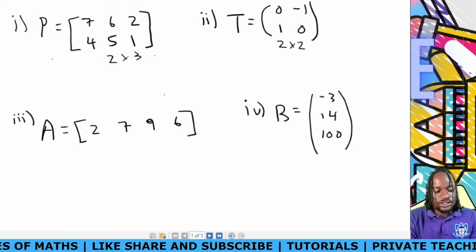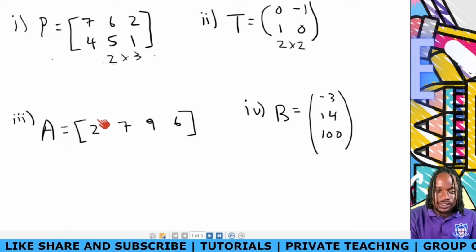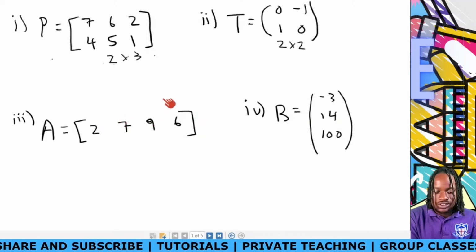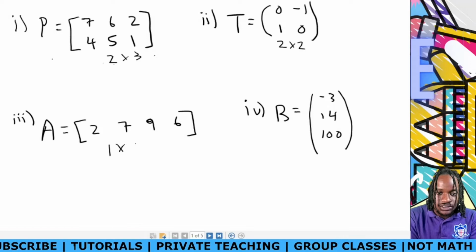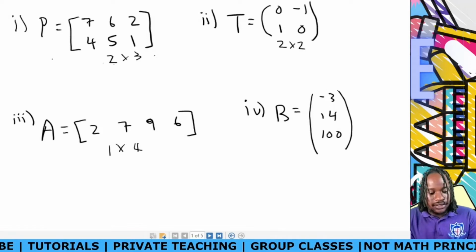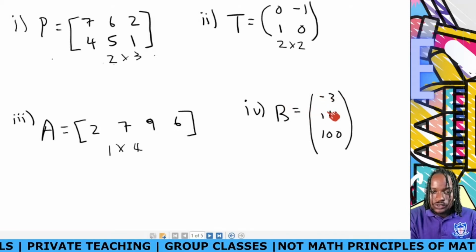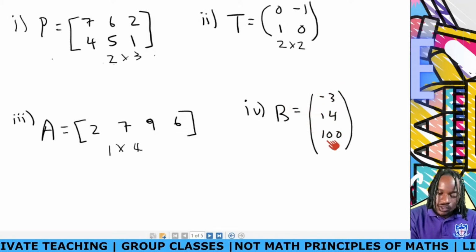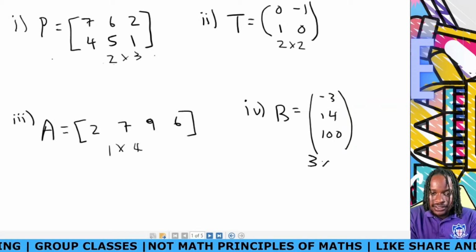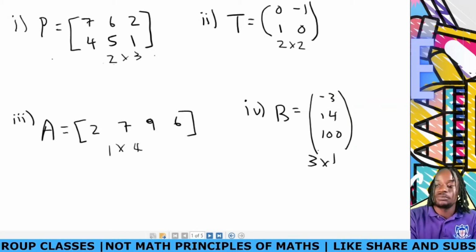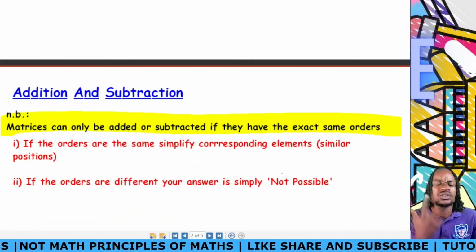What about this one now? A. 1 row. How many columns? 1, 2, 3, 4. So this is a 1 by 4. And then the last one, B. How many rows? 1, 2, 3 rows, 1 column. So the answer is a 3 by 1. Well done if you got all of those correct. If not, I hope you realize what you did wrong.